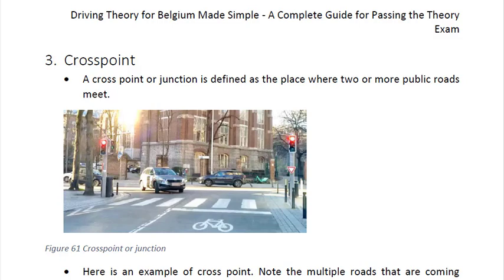So, as you can see in this photo, there is a signal, a traffic light, and that is actually regulating the traffic at this junction or cross point where there are multiple roads coming in. So it doesn't matter if the road is coming from the right or left. If there are multiple roads at a point, then that is called a junction. It doesn't even matter if it is a pakka road or a mud road. So a junction is a place where two or more roads meet.